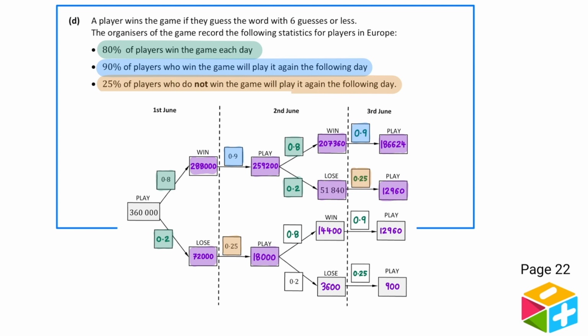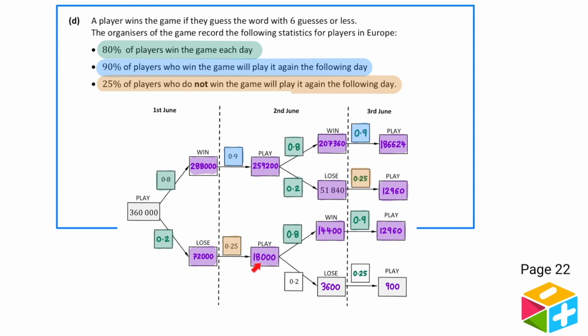Filling out the remaining entries in the lower half of the tree works in a very similar way. Of the 18,000 players who play on the 2nd of June, 80% or 0.8 will win. Multiplying these numbers tells us that we have 14,400 winners. 90% of players who win the game will play again the next day, so to find the number of these people who play again on the 3rd of June, all we have to do is multiply by 0.9. This gives us 12,960.